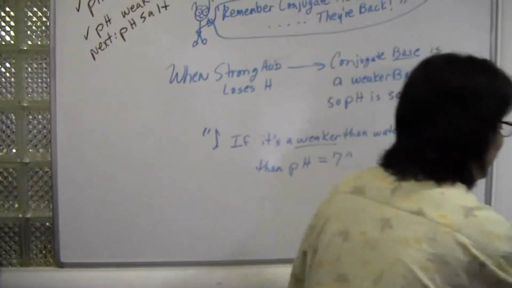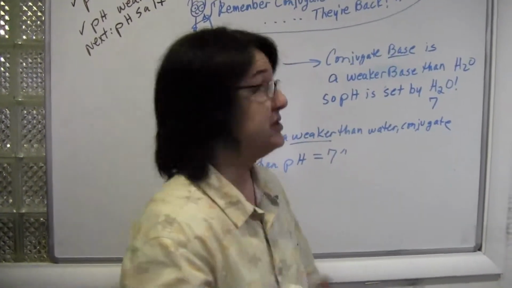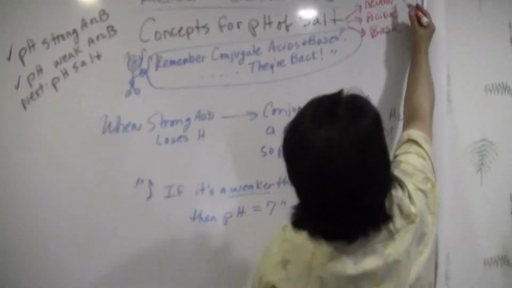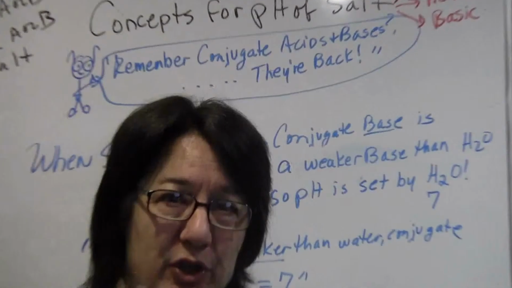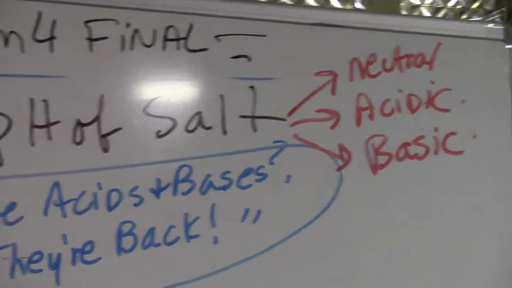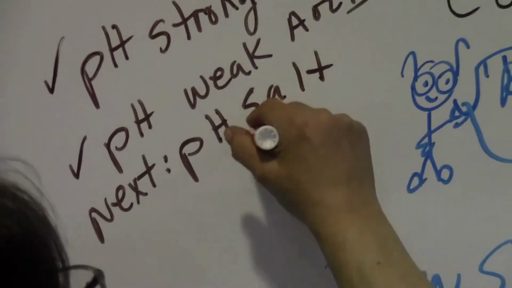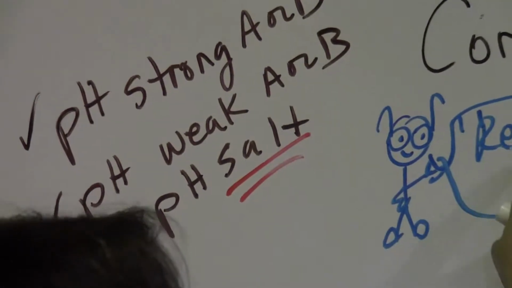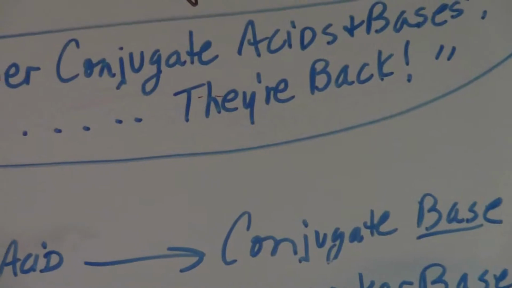Now acids make an acid solution, bases make a basic solution, salts in water can either produce neutral, acidic, or basic pH, so they're a little bit more complicated to handle than a straight acid or base. We've covered pH of strong acid or base, pH of weak acid or base, so we're doing pH of a salt. Remember conjugate acids and bases? Well, they're back. Conjugates show up in salts.